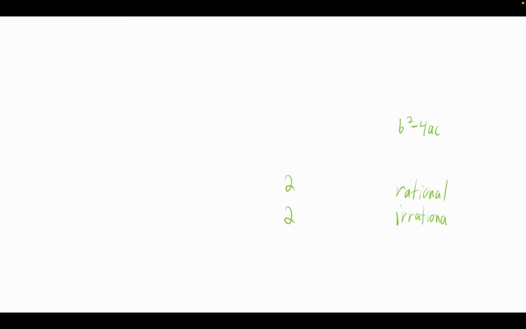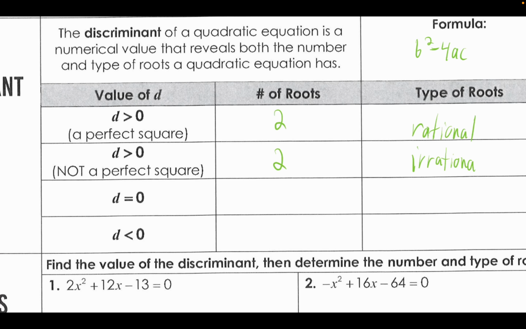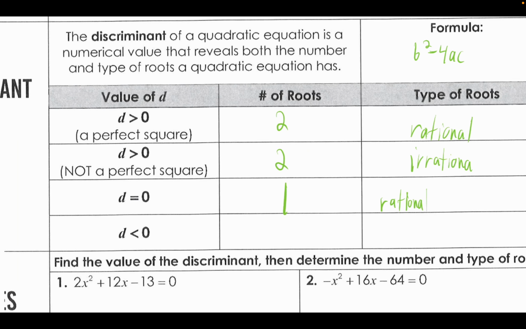Our next type of discriminant is if d were to be equal to 0. And if d is equal to 0, then we get one root, and the root we get is rational. We had one example that was the case. I believe it was number 3, so let's go back and look at it.